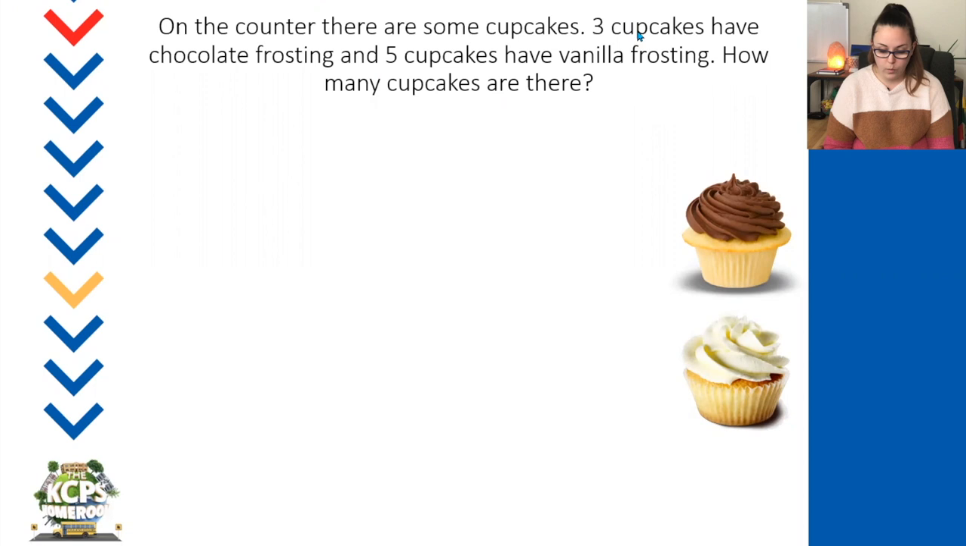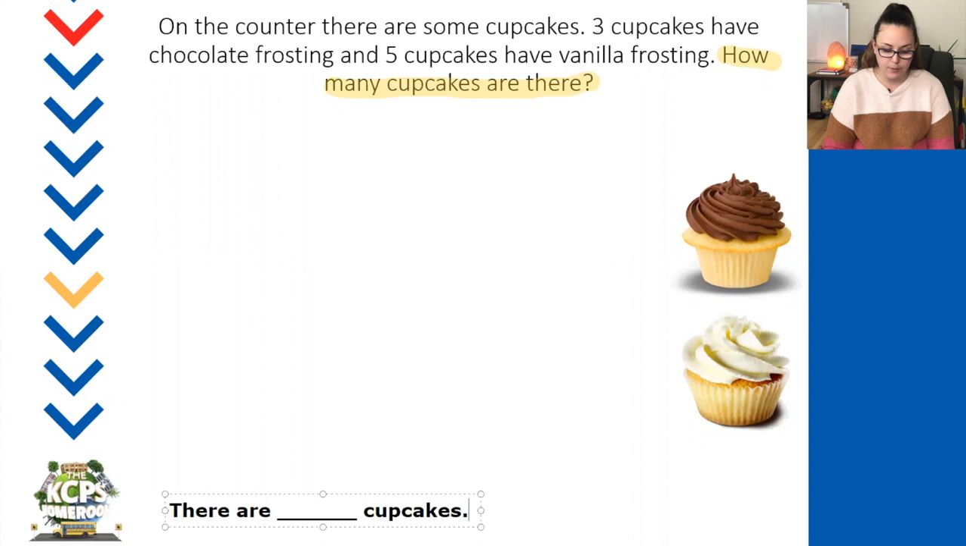So we know that after we read it, then we have to find our question and write our answer statement. So let's look for the question. Remember that a question ends in a question mark. So the question here looks to me like, how many cupcakes are there? That tells me that they want to know how many cupcakes there are in all. So I need to count all of the cupcakes on the counter. Now that we know what question we're answering, let's write our statement. There are blank cupcakes. And remember that blank goes there because we don't know how many there are yet. We still have to count them.